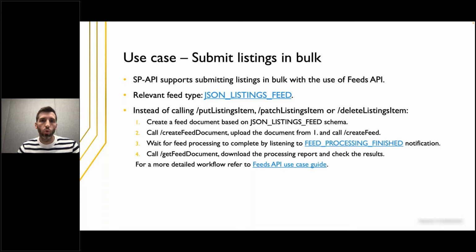So similar to what you would get from the listings API, but in this case, you get it in a report document that is combined for all the different submissions that you sent to Amazon. We also include a link here and in the handout to the Feeds API use case guide. In case you are not integrated, you are not using it, there is a detailed description of how to implement this workflow. But again, at a high level, it's what we saw before in steps 1 to 4.